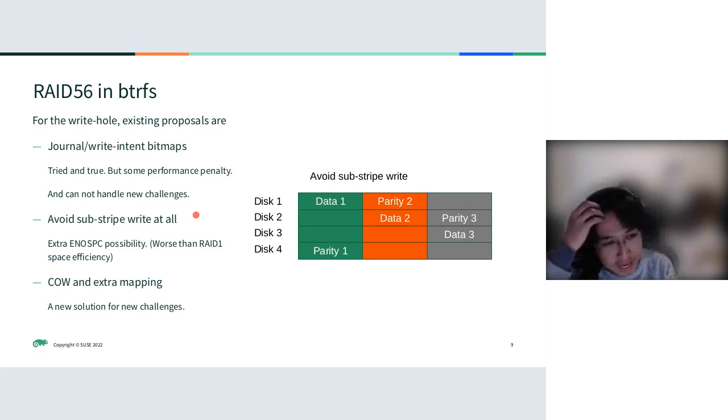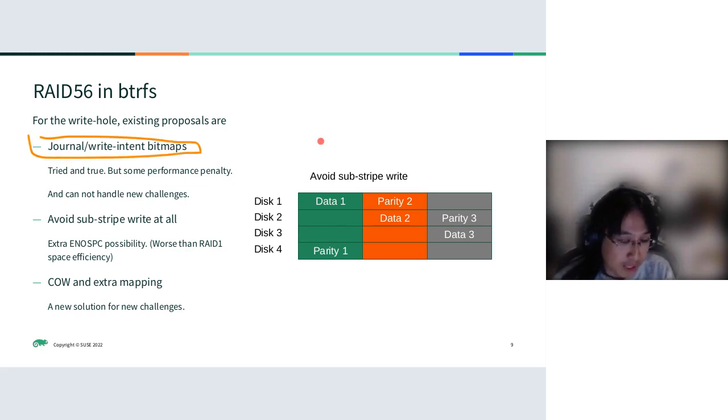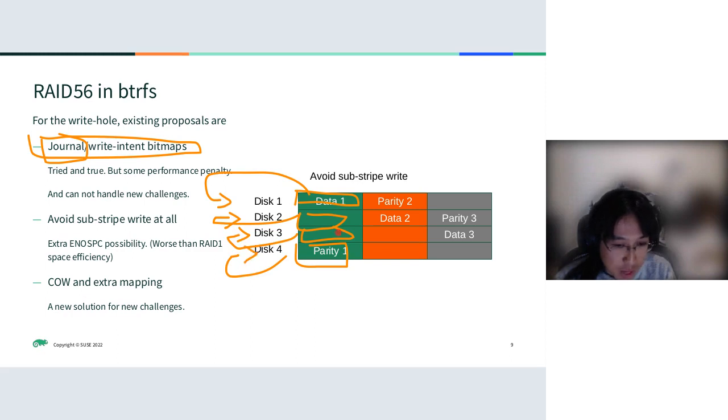First thing is the write hole, which means the data is not synchronized across all disks. There are some existing solutions. The first one, the journal or write-intent bitmap, is tried and true, and the software RAID56 provided by the Linux kernel goes this way. It's really tried and true, but it has some performance penalty. The general idea is, before we write some data into data 1, data 2, data 3, and a parity, we first write them into some specific location of the disk, and later we write it back.